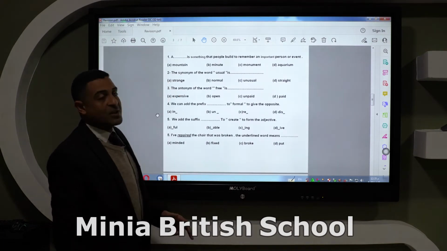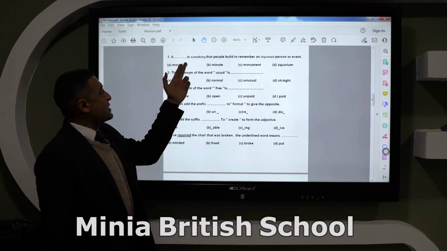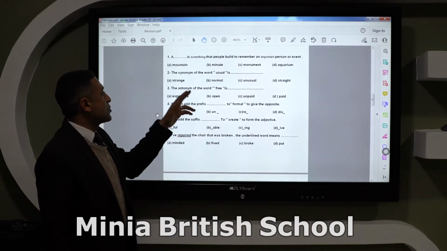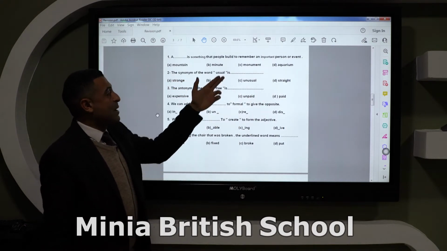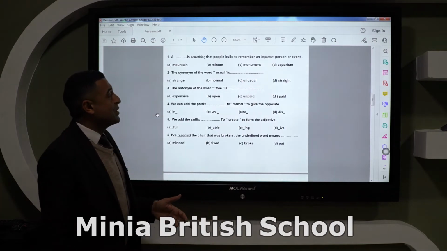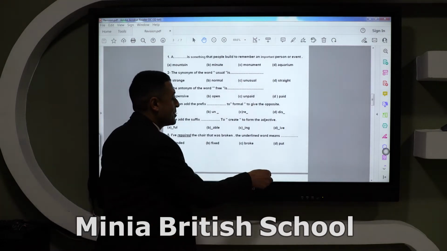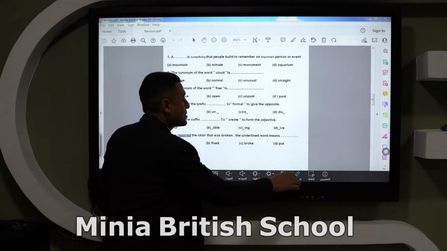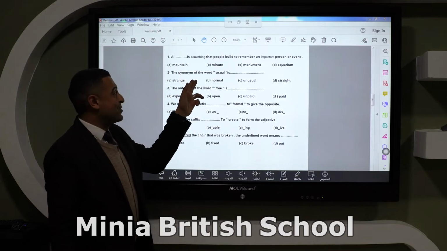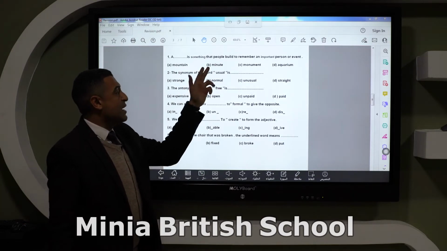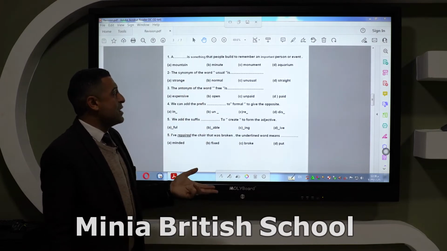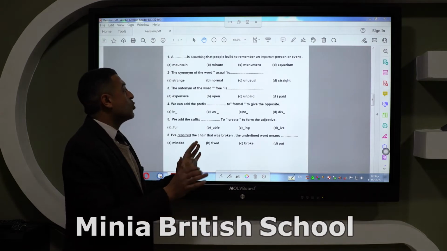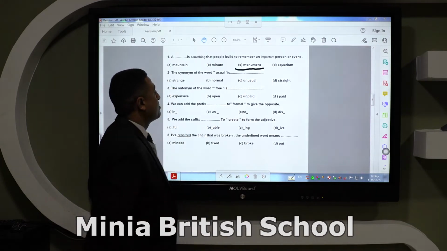So here, choose the correct answer. A blank is something that people build to remember an important person or event. Is it a mountain, a minute, a monument, or an aquarium? Here we can find that the answer is clearly a monument, because people cannot build a mountain. A minute is a measuring word for time. And an aquarium is something related to water. But here we have the word monument.